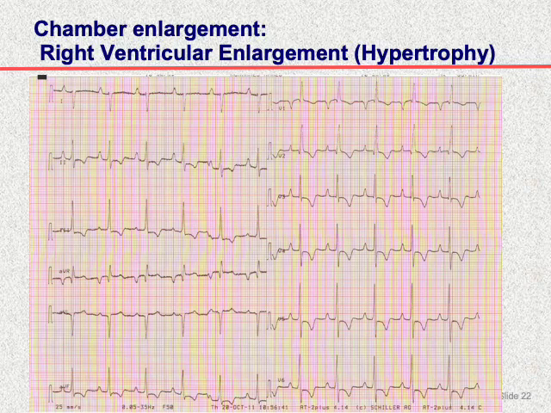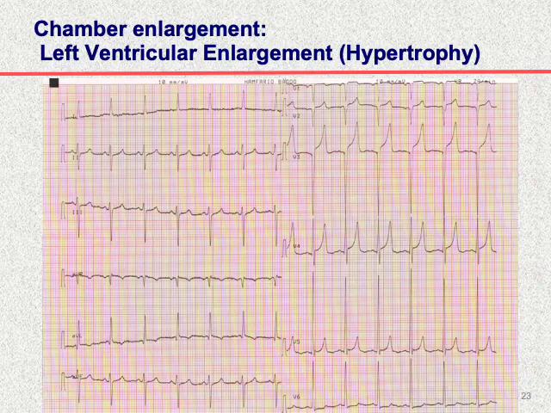But because there are other etiologies for tall R in V1, we have to add this criterion, which is right axis deviation. This is lead 1 and this is aVF down. So we will see here this is positive and this is negative. So they are shaking hands with the right hand, so this is right axis deviation. So when we have tall R in V1 or R more than S in V1 plus right axis, this is right ventricular enlargement.